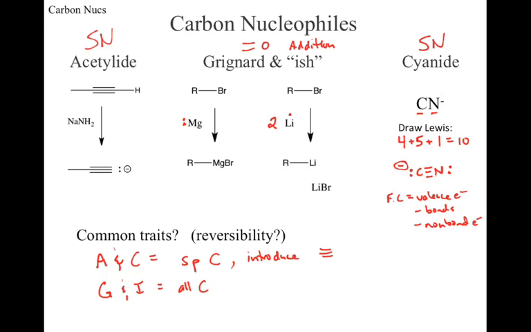Cyanide and acetylide will also work in addition reactions as well. The Grignard is really just a weaker version of this reagent.